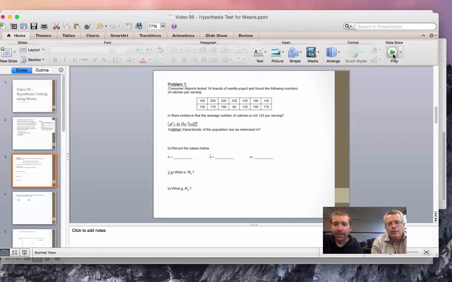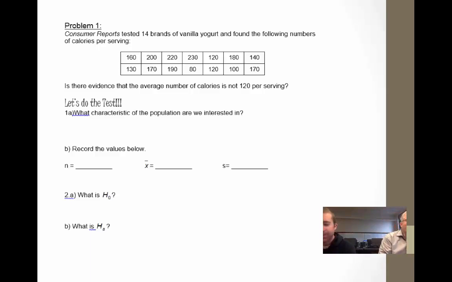Okay, and we're back. Now we're back with the mean. So n is 14. X bar, I get 157.9, which does seem quite far from 120. And s, that's the standard deviation of the sample, not the population, but the sample. That's 44.8.